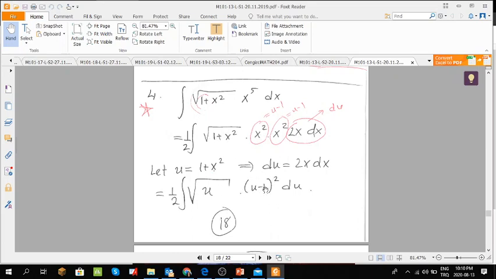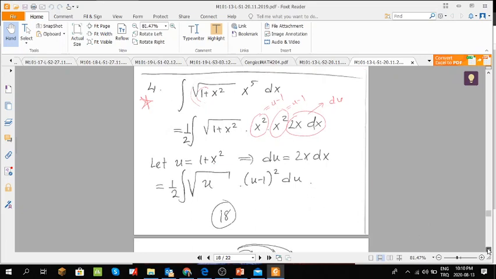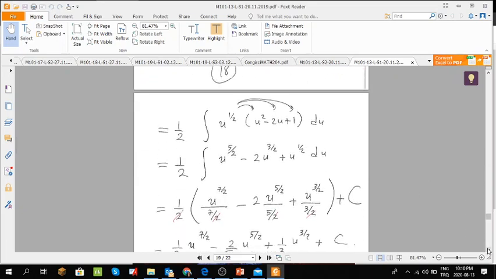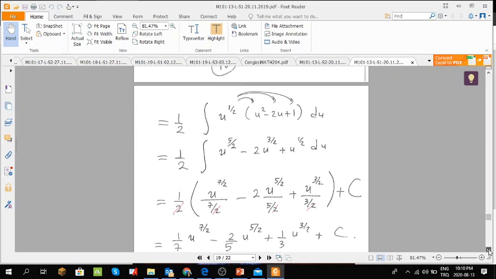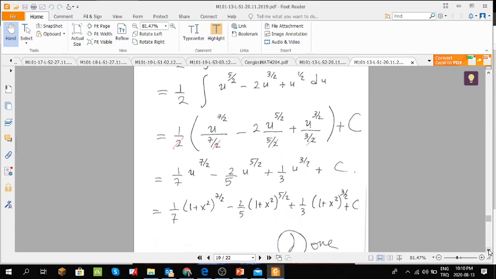This is a polynomial, u minus 1 squared is a polynomial. You can open it up, and then multiply this with square root of u, and everything is in powers. So in here, you distribute square root of u over here, and everything is in power. Apply the power rule, and don't forget to add c at the end, and then substitute back what u is in terms of x, and that's the final answer.